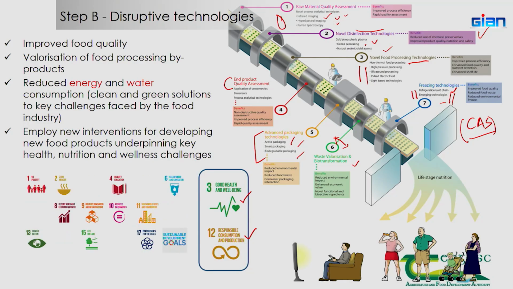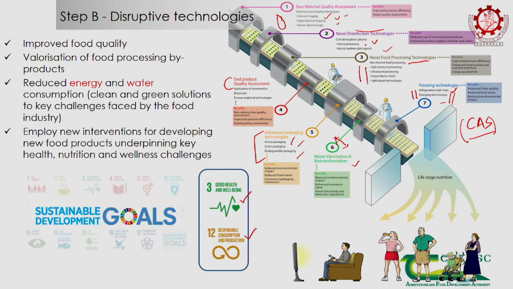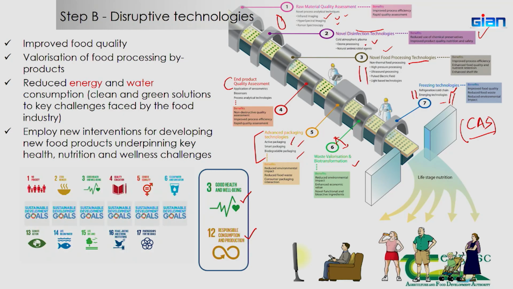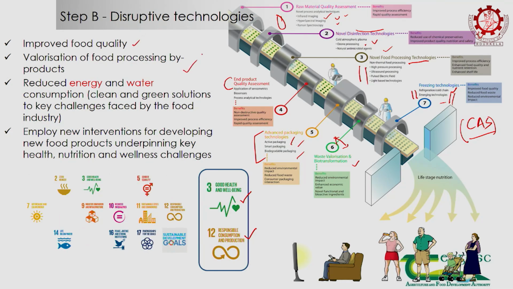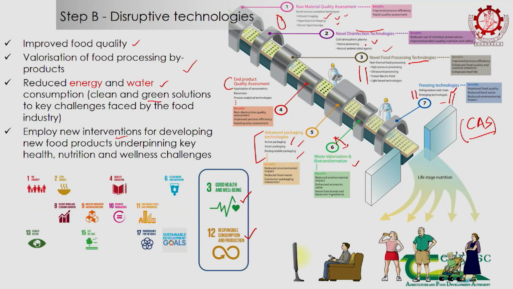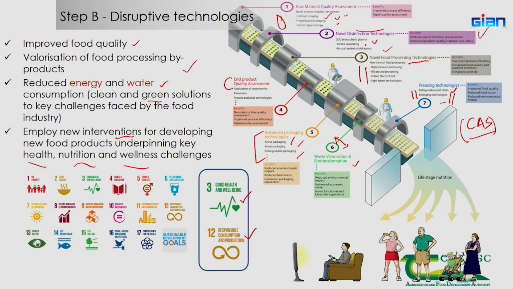Does this make sense? So you can put in any product and you can alter the unit operations. Each and every one of these 1 to 7 different steps is related to unit operations. Together we make a process. So the focus is to improve food quality, valorization of side streams, byproducts or waste, reduce energy and water requirement along the chain, to produce clean and green solutions, and new interventions for developing new products which can help your nutrition, health and wellness challenges. Yeah.